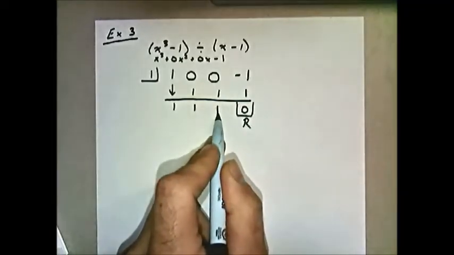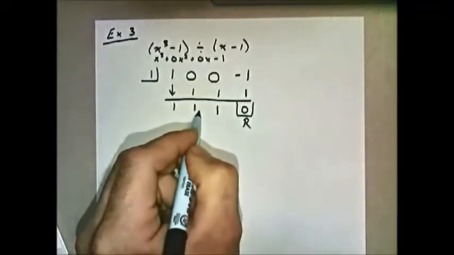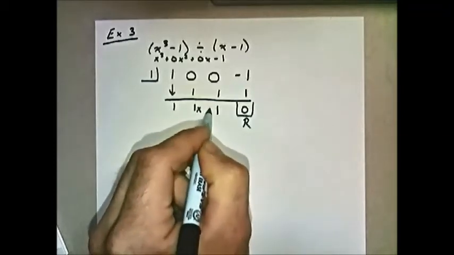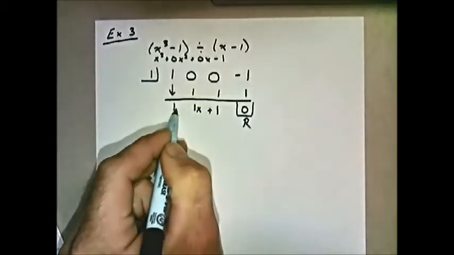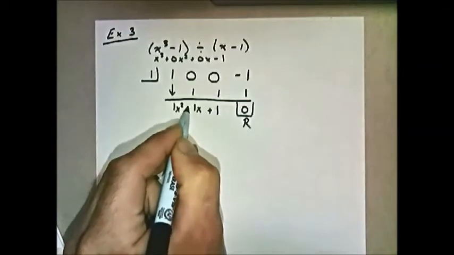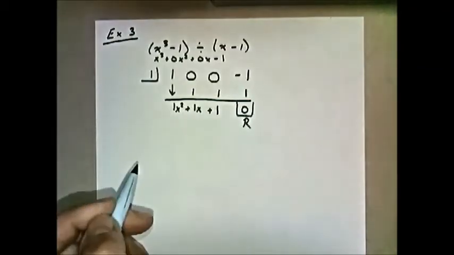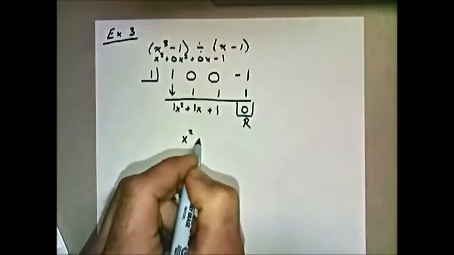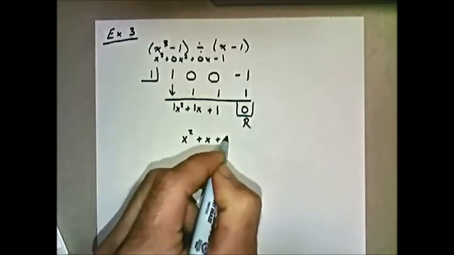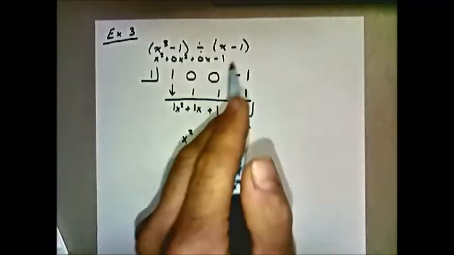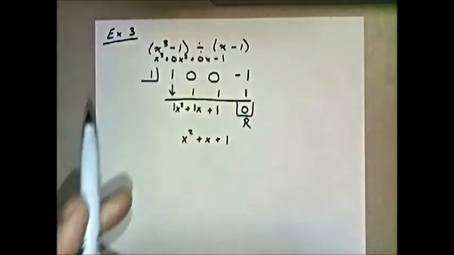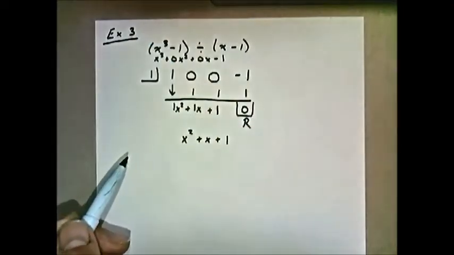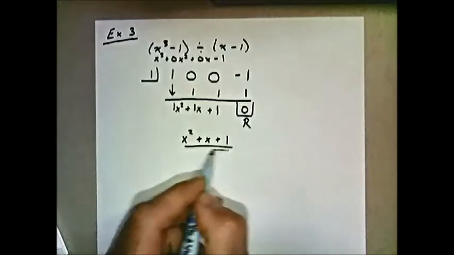Again, our constant term. Our linear term, since it's positive, we put a plus. Our quadratic term, and again a plus because it's positive. So our final answer is x squared plus x plus 1. So we can say that x minus 1 is a factor of x to the third minus 1. And there's your answer.